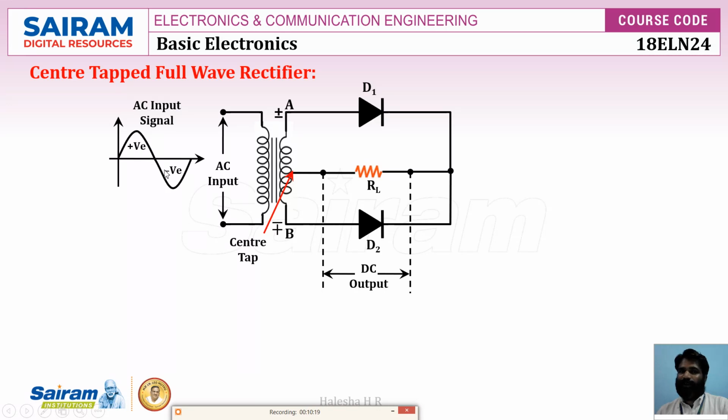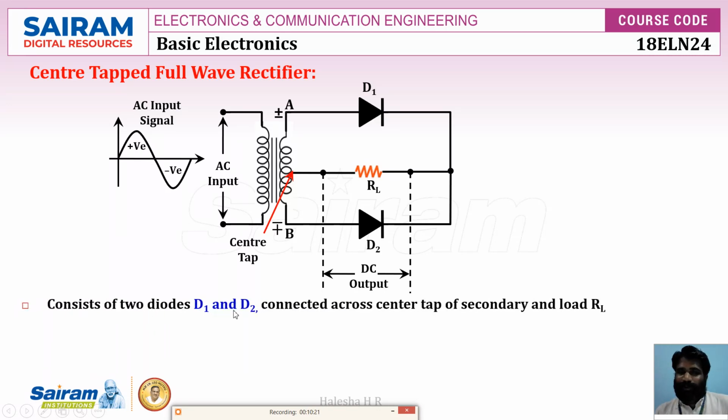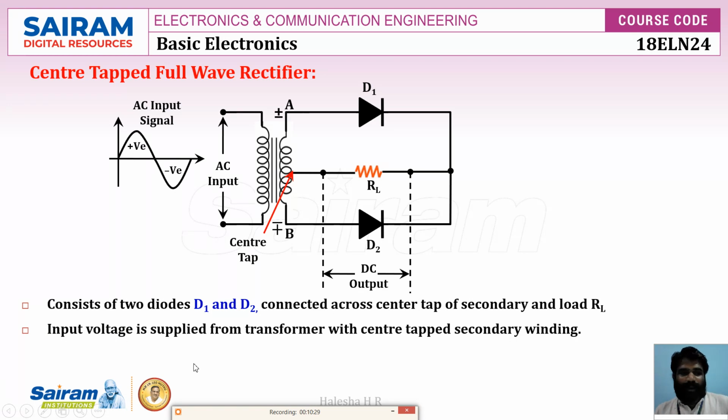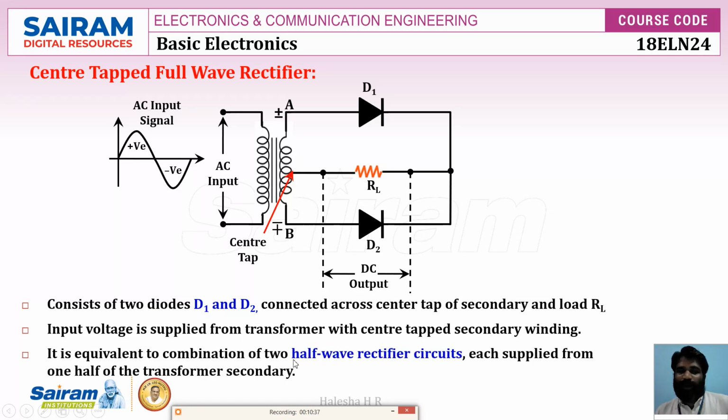So this is AC input signal. So it consists of diode D1 and D2 connected across the center tap of the secondary and load resistor. So input voltage is supplied from the transformer with the center tap to secondary winding. So it is equivalent to a combination of two half-wave rectifiers. Means the first half of the circuit becomes one half-wave rectifier, and second half of the circuit becomes another half-wave rectifier. So each is supplied from one half of the secondary transformer. Clear? So it consists of two half-wave rectifiers.